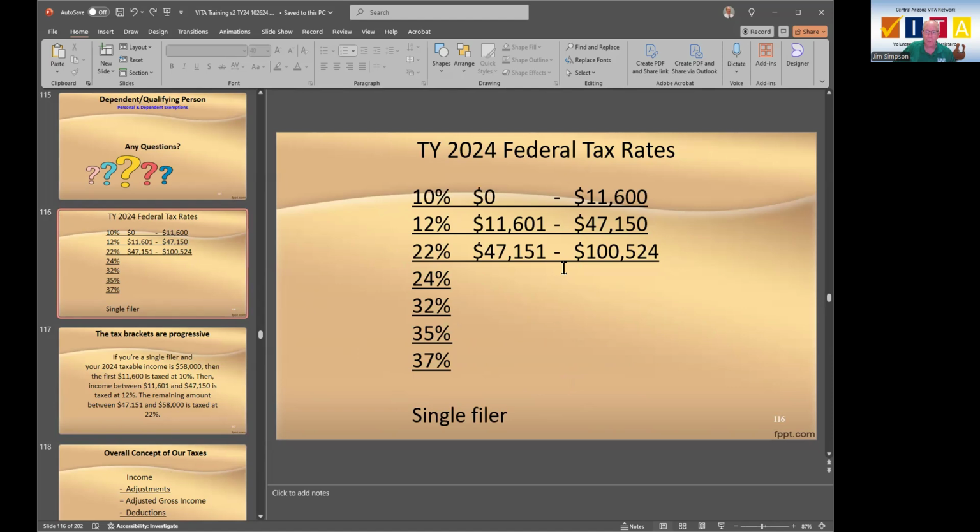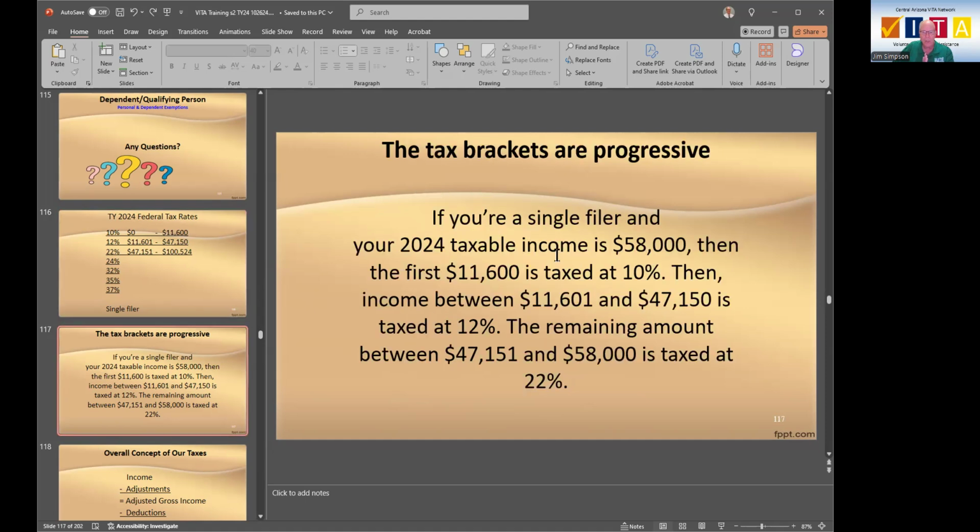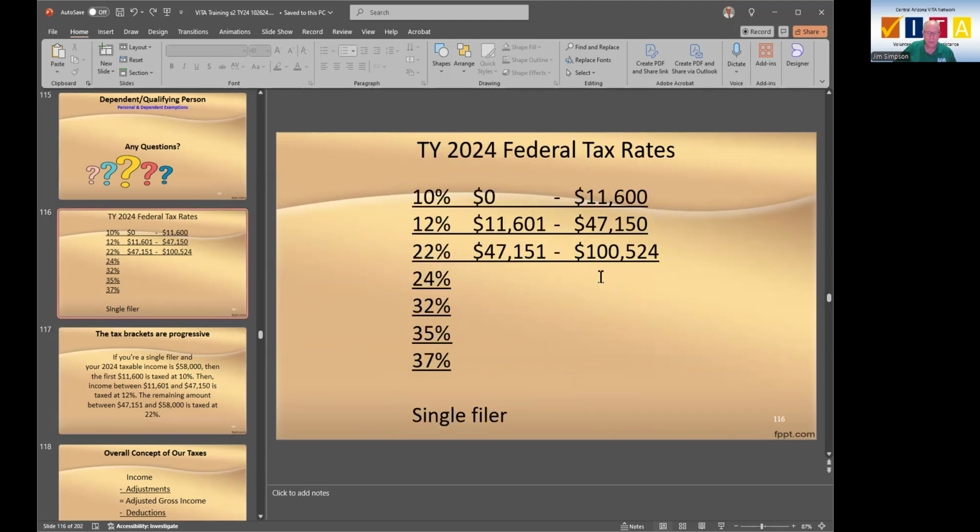And the brackets are progressive. As you make more money, you get a higher rate of tax. But it's the rate on the next dollar of income. So in this case, if I said they're at, where are they at? They're at 58,000 now. And they say, yeah, I'm thinking about taking on this extra job. I'm going to make an extra $10,000. Well, how much taxes are they going to pay on that? And the answer is they're going to be taxed at 22%.